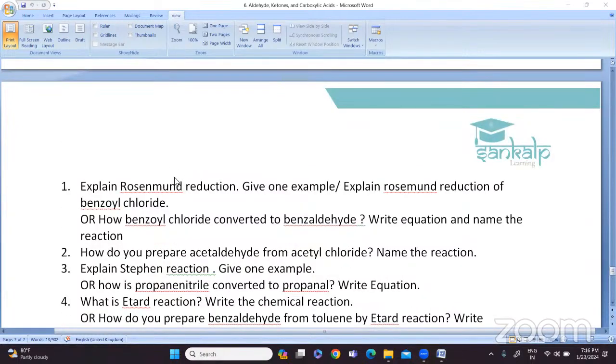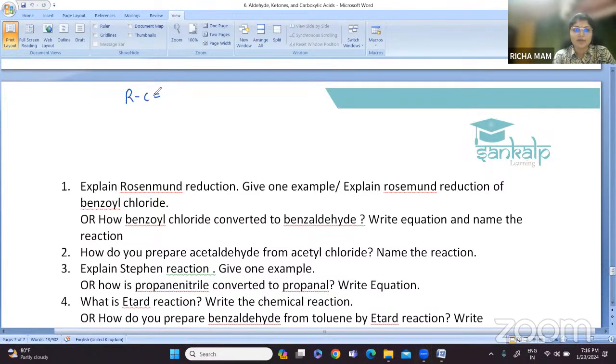Stephen reaction: nitriles on reduction with stannous chloride and hydrochloric acid give you imines. We are taking nitriles and doing reduction here, so the triple bond is converted into a double bond. Across the triple bond, one bond is broken and we are adding hydrogen.